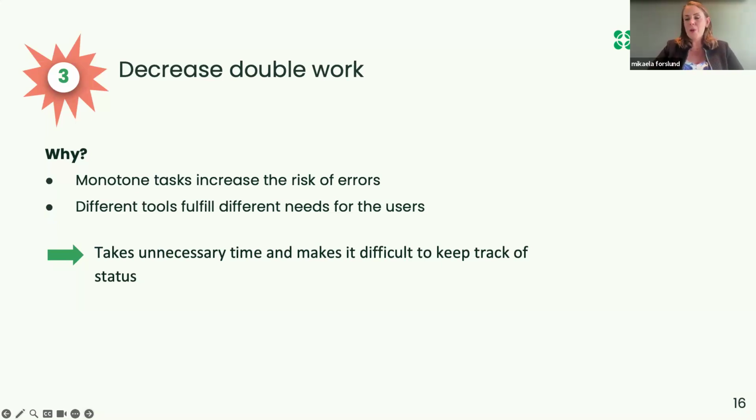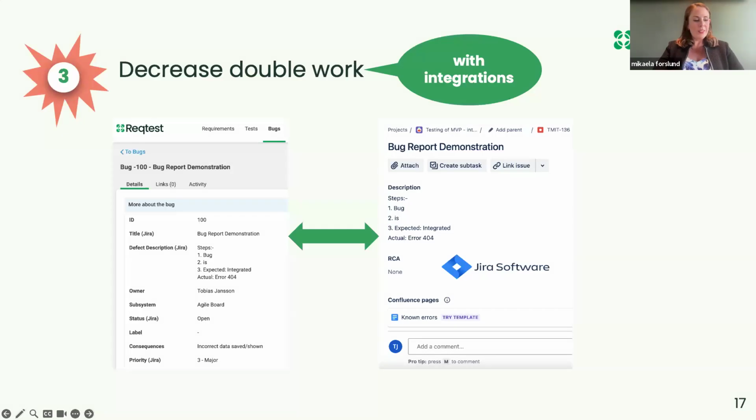Well, we wouldn't say that because we believe that each system here fulfills its purpose for the user. So Reqtest or similar test tools is really good for the testers and the test leaders, whereas developer tools like Jira and DevOps are great for developers. So what is the solution? Well, we see here that more and more customers are integrating Reqtest with their developer tools in order to get an automated flow when it comes to handling and fixing bugs.